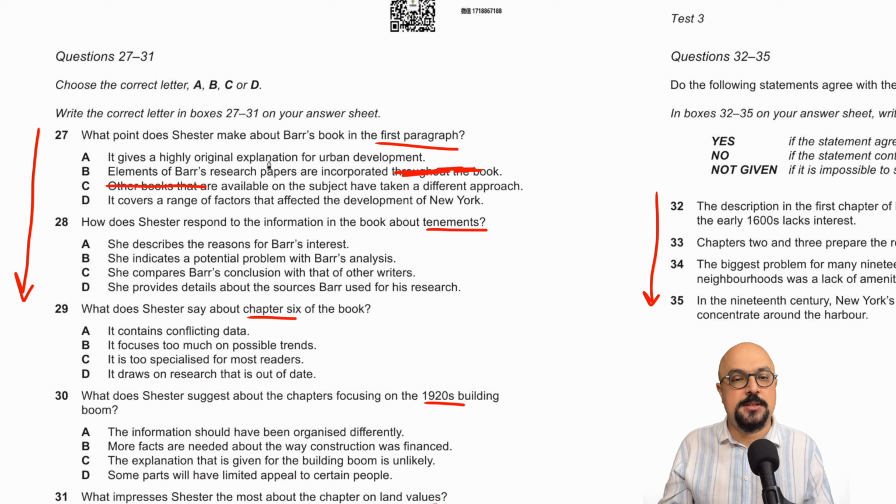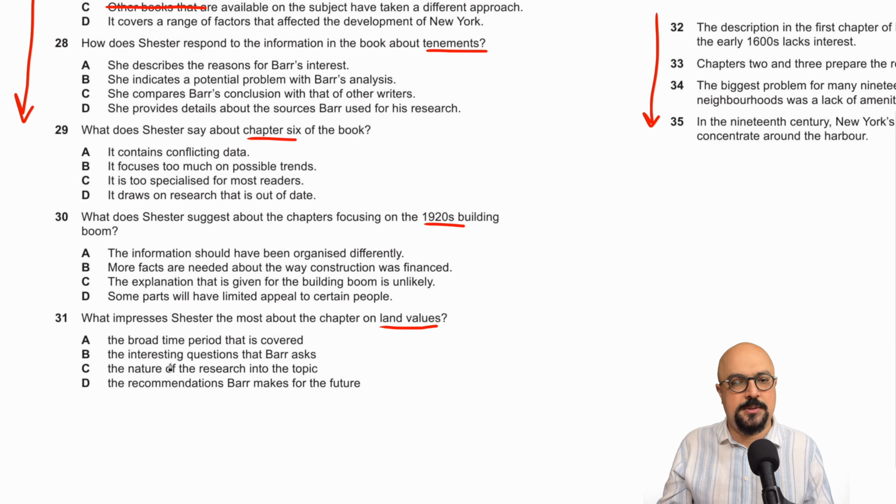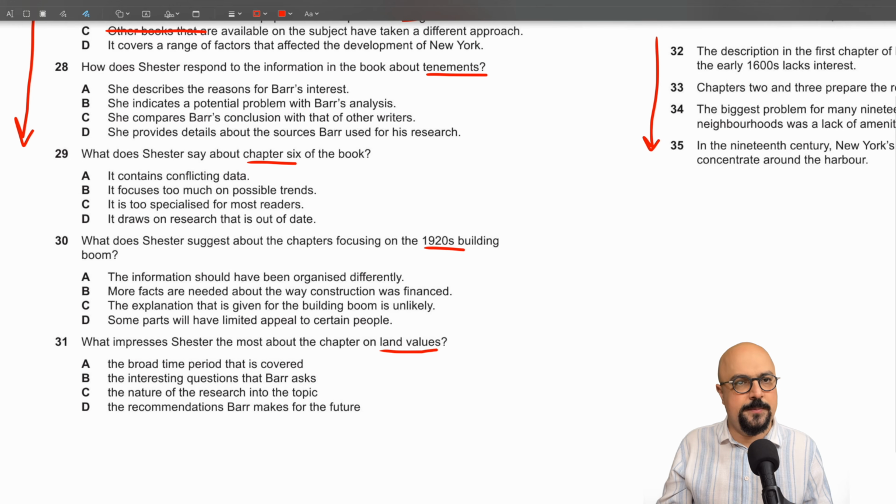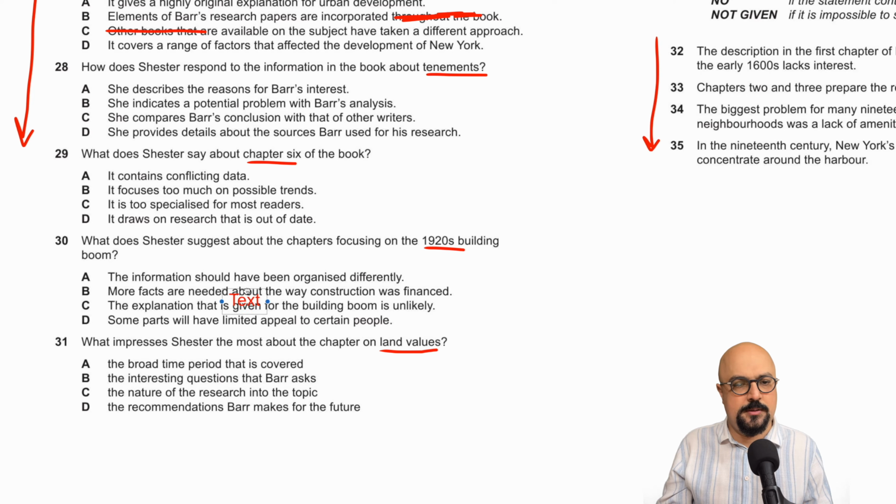Highly original explanation of urban development. This is too general. The paragraph was not about urban development in general. It was specifically about New York. So this is more relevant. So I would choose D. So let's suppose that this is the answer sheet. Let's record the answers here. 27D.